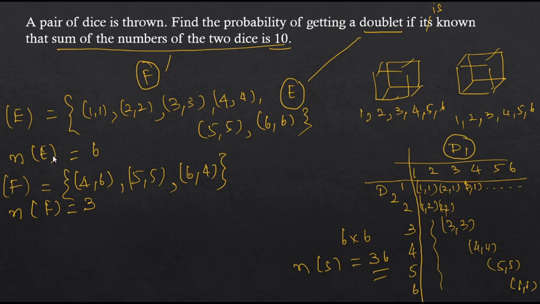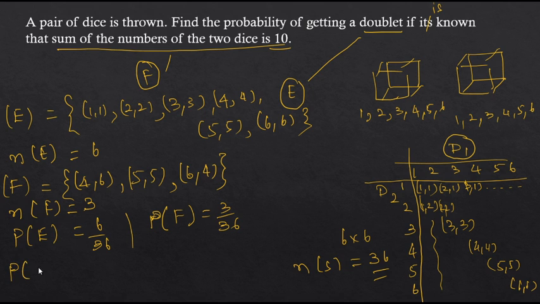And you know how to calculate the probability. The probability of E is equal to 6 by 36, is it not? The probability of F is equal to 3 by 36. Now, we need to find the intersection, that is, what is common to both.